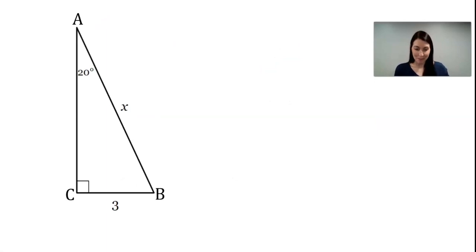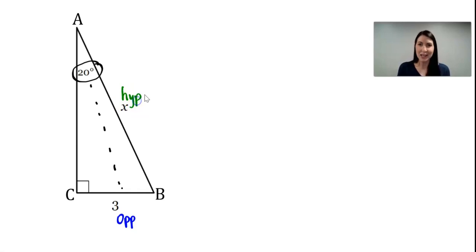Let's try another problem. In this problem, let's go ahead and circle the angle and look at which sides I have. So I do have the side across from the angle, which is the side opposite. And then it looks like the side I'm trying to find is the hypotenuse. So I think back to myself, which trigonometric ratio uses the opposite and hypotenuse? That's sine. So I'm going to set up a sine equation. That would be sine of 20 degrees equals the side opposite, 3 divided by the hypotenuse, which is x.